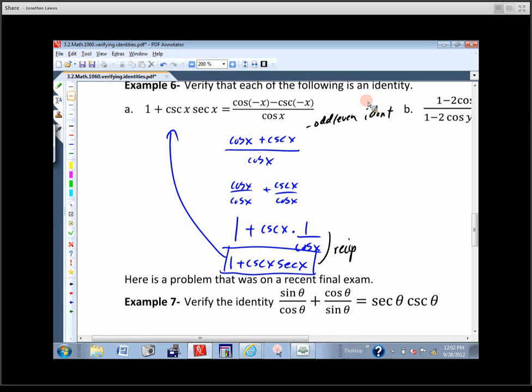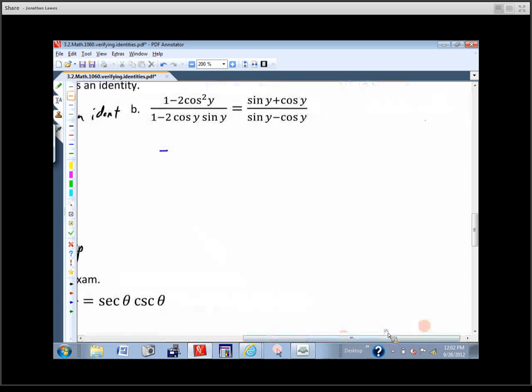Any questions there? Okay, can I slide this over? Because the next one's going to take some space, because that's ugly.